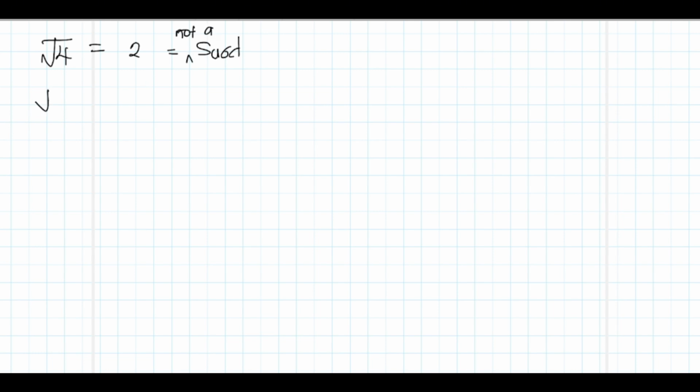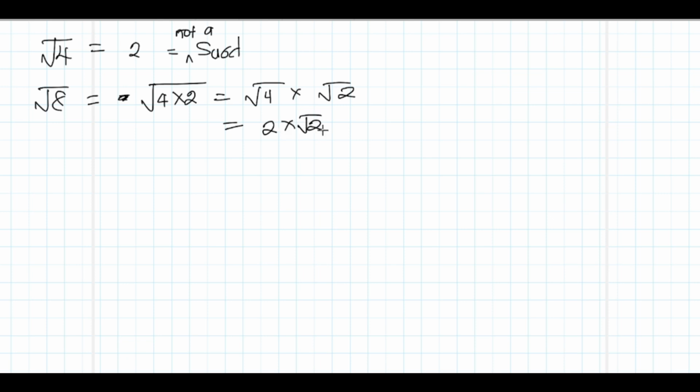You understand? Root 8. Root 8 is equal to the square root of 4 times 2, which is the square root of 4 times the square root of 2. The square root of 4 is 2, that is 2 times root 2, which is 2 root 2. So therefore, root 8 is a surd. Root 8 is a surd, okay? And so on and so forth.